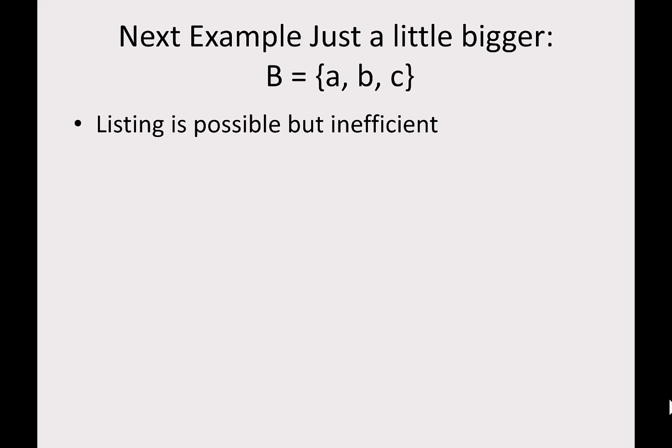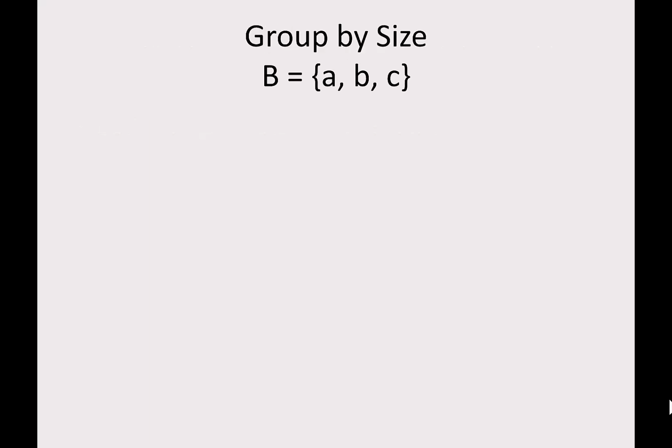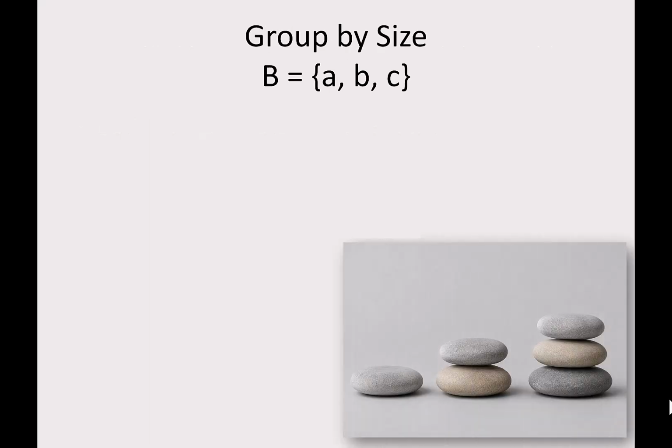So let's make that just a little bit bigger. This time our set B has three elements A, B, and C. Because listing is possible but a little bit inefficient, we need to have a strategy of how we're going to write down our subsets. I'm going to group by size, meaning I'm going to look at how many sets have no elements, one element, two elements, or all three elements.